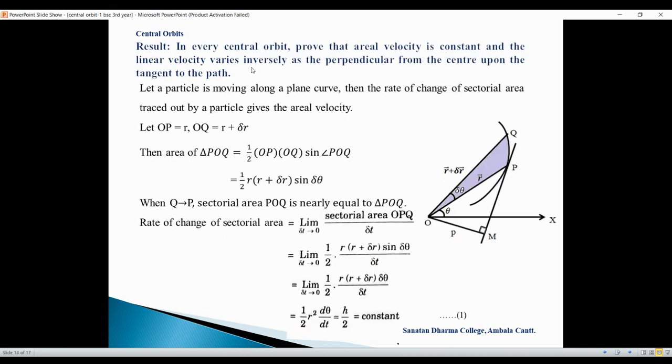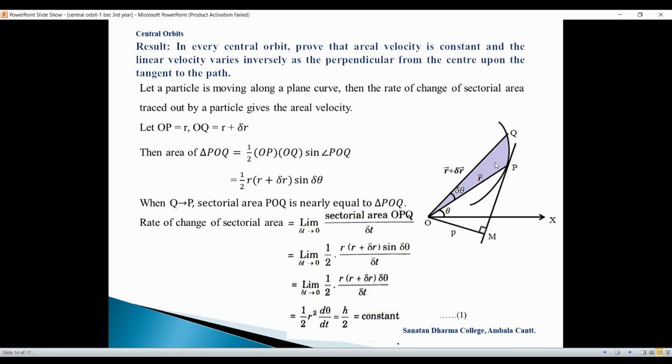Let's prove this result. The next result is to prove that areal velocity is constant, and also prove that linear velocity v is directly proportional to small p, that is the perpendicular from the center to the tangent. Now let P be the position of the particle at any time t with r and theta, and Q is the position of the same particle after time delta t with r plus delta r and theta plus delta theta. Here the particle is going from P to Q in time delta t. So this is the sectorial area covered by the particle in time delta t.